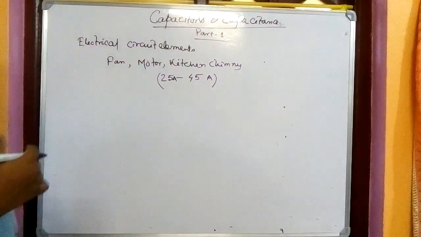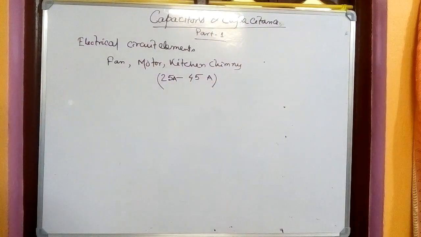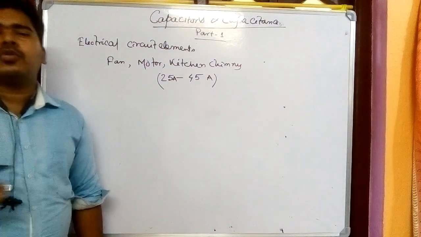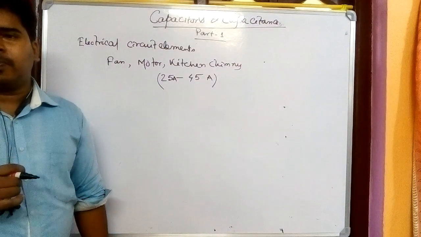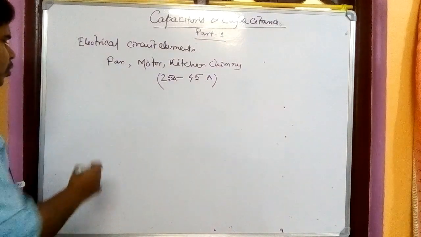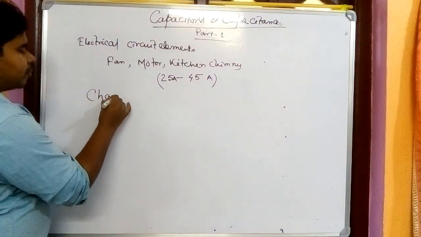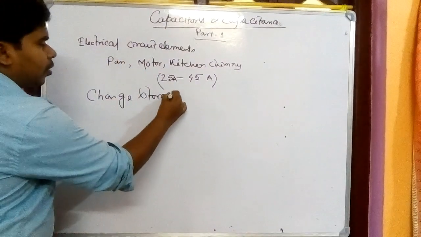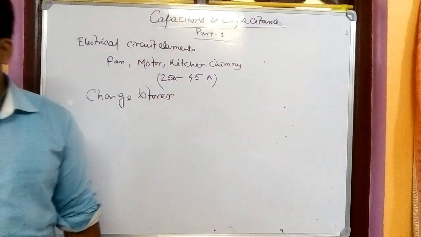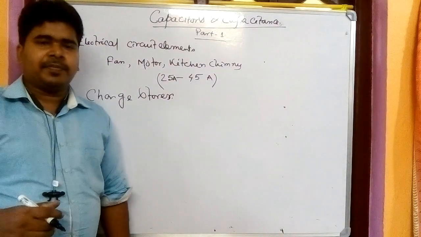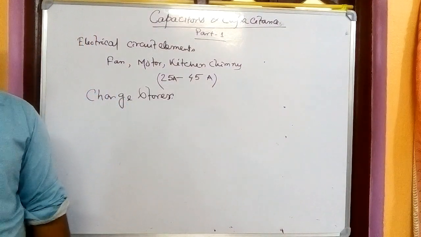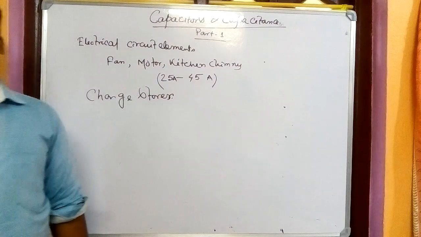And now the question has come, how are we able to supply that much current, by which method? For that we need an instrument which is known as a capacitor. A capacitor is an instrument which is used as a charge storer. It stores charge, and when you need it, it gives the charge to the instrument suddenly, and then the instrument starts.